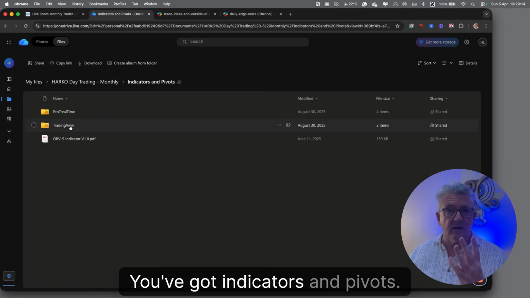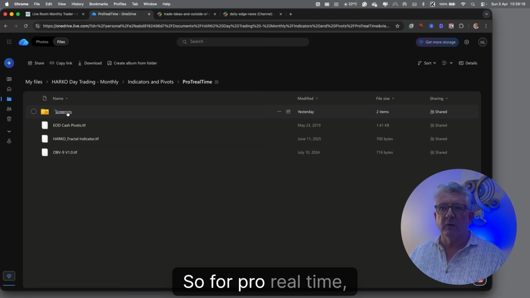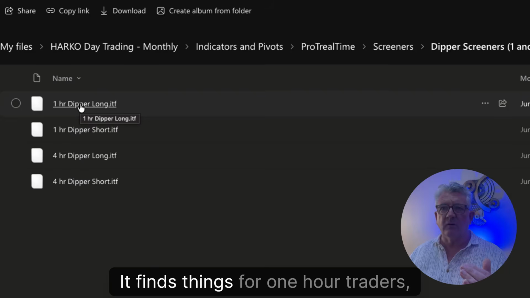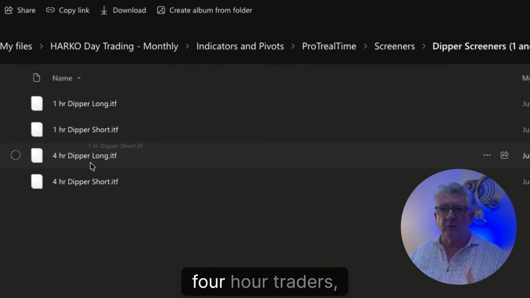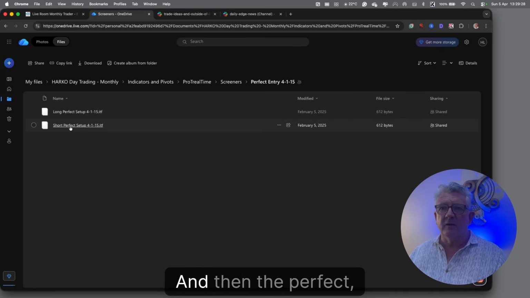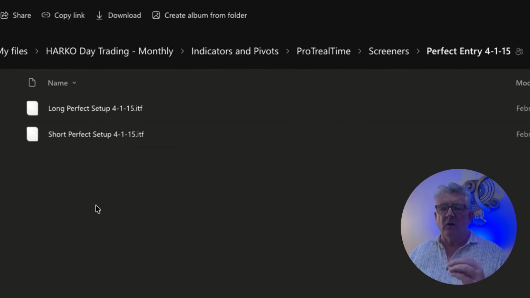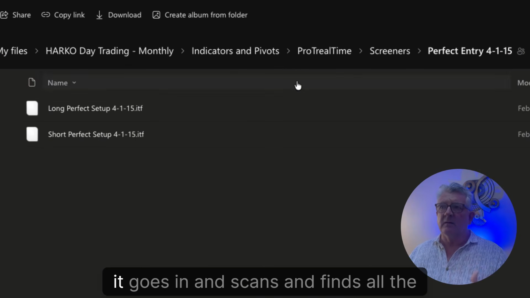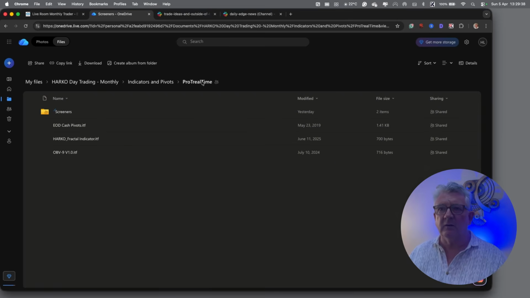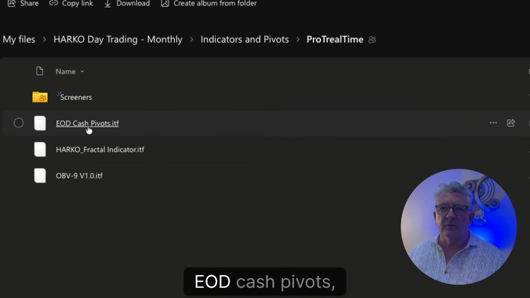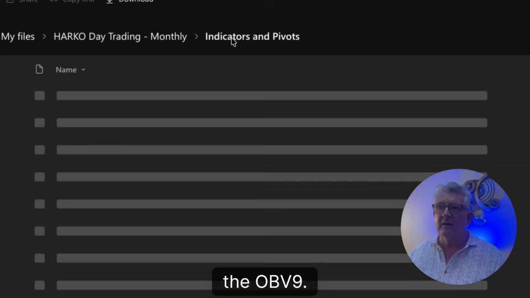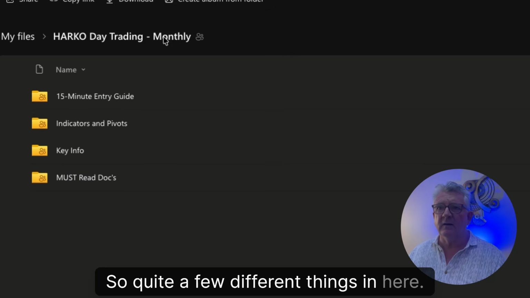You've got indicators and pivots. So for ProRealTime, all the different screeners. You've got dipper screeners. It finds things for 1 hour traders, 4 hour traders, swing traders, quite a few different things. And then the perfect entry on the 15 minutes. It goes in and scans and finds all the trades live for you in real time. EOD cash pivots, the fractal indicator, the OBV9. So quite a few different things in here.